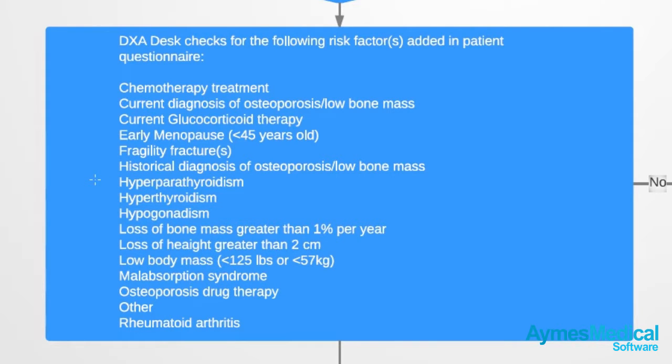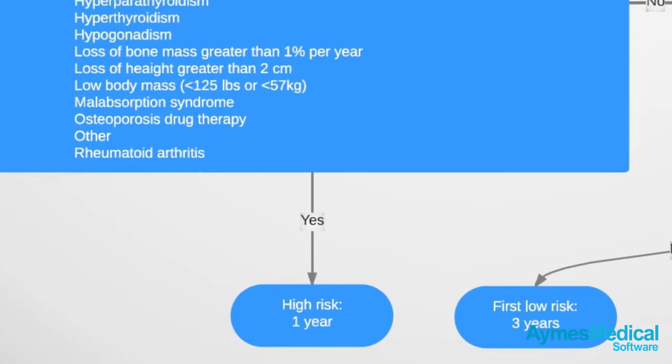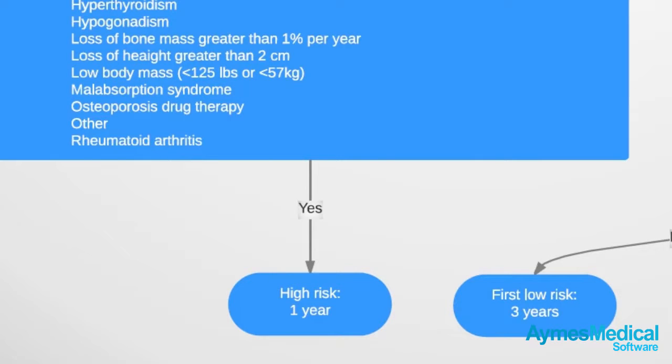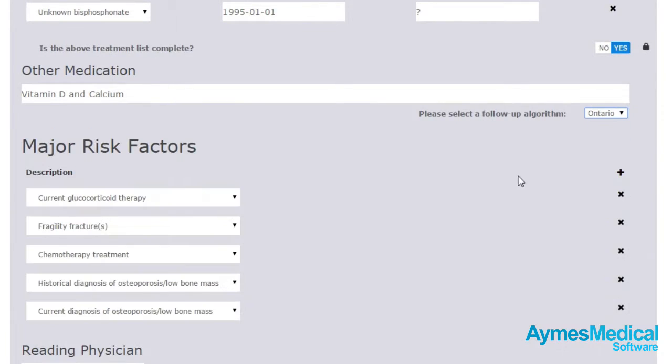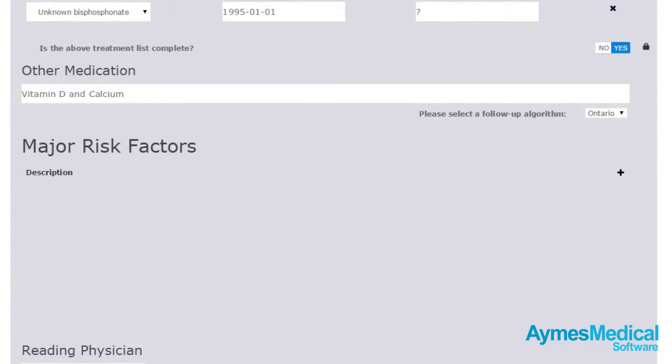in the DEXA software. If there's a single risk factor present, the patient will be deemed to be high risk and the interval will be 1 year. In this example, you'll notice a major risk factor exists which would make the patient high risk. If no major risk factors are present and none are optionally added by the user, a patient will be considered low risk according to the Ontario guidelines.